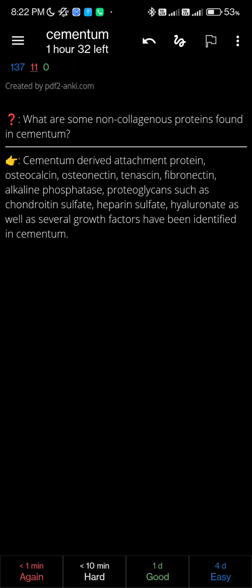Then proteoglycans such as hyaluronan, chondroitin sulfate, heparan sulfate, and some growth factors are also found in cementum. So we have osteonectin, cementum-derived attachment proteins.